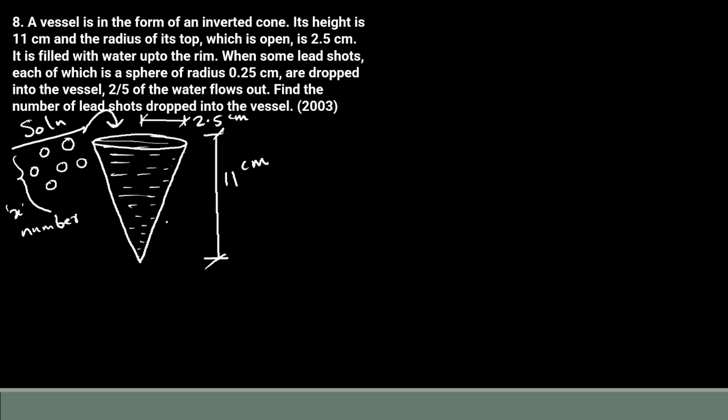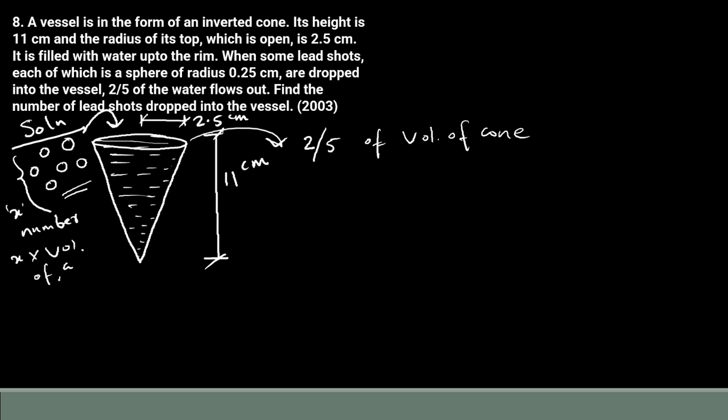So that means 2/5 of the volume of water will be equal to whatever is coming in, right? Whatever volume of lead shots is coming into the cone, that much amount of water is flowing out of the cone, right? How much water is flowing out of the cone? It is saying 2/5 of the water flows out, basically 2/5 of the volume of the cone. So this much amount of water flows out, and how much volume of water comes in? It's x times the volume of a lead shot, basically a sphere, right? So these two should be equal.